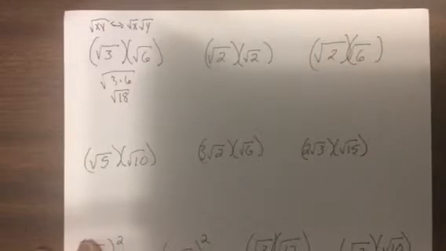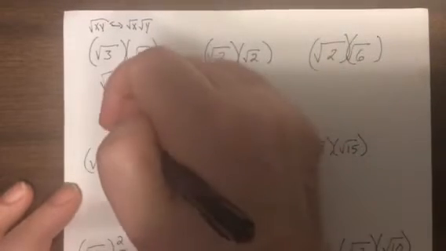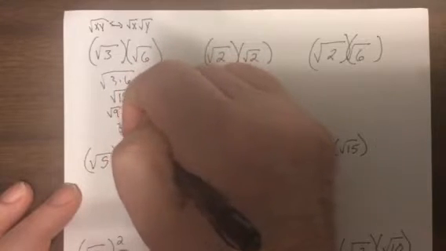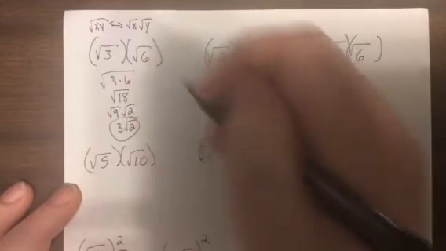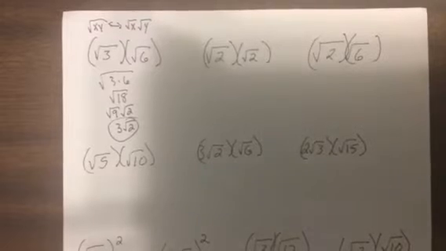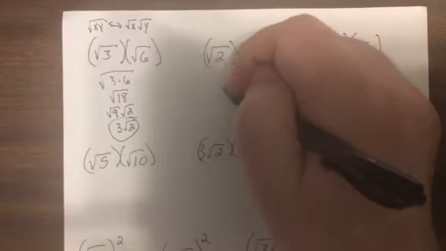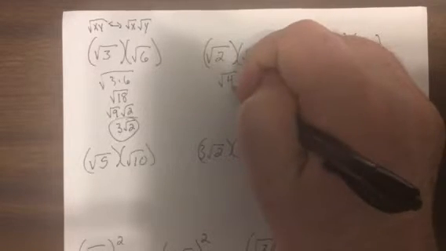What perfect square goes into 18? That would be 9 and 2, which would be 3 square root of 2. Now, some of these you're going to see over and over because there's only so many nice ones. So 18 is 9 and 2, and 9 is a perfect square. Anyways, if I have square root of 2 times square root of 2, that would be square root of 4, and the square root of 4 is 2.